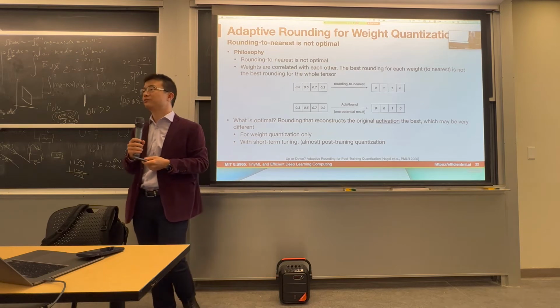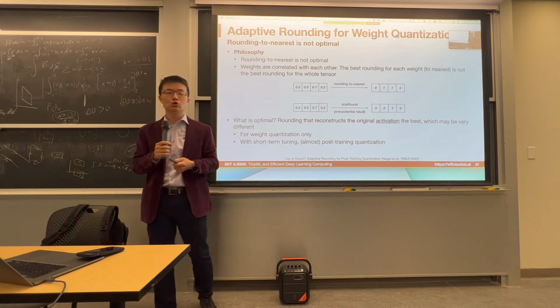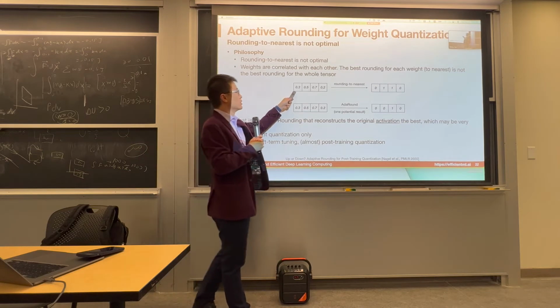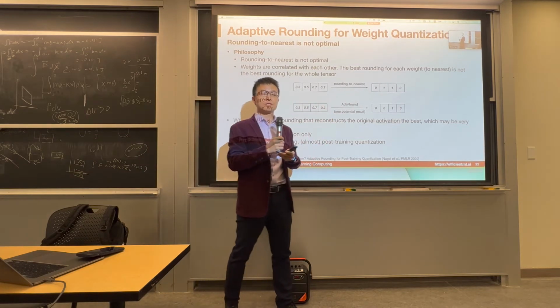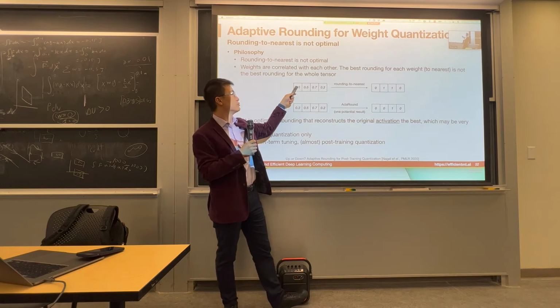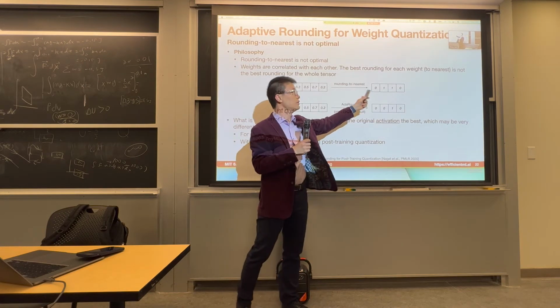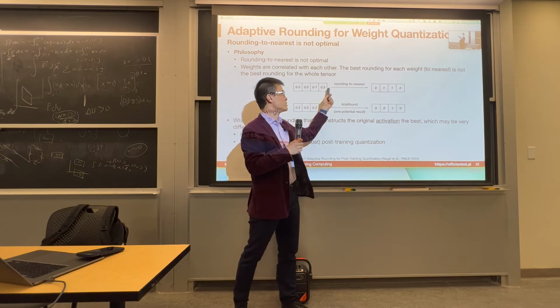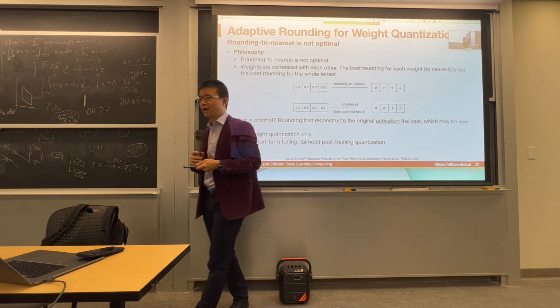Okay. So adaptive rounding. Quantization loses accuracy. It's all about rounding. Is it optimal if we round individual numbers? Say this is the weight matrix. 0.3 gets rounded to 0. 0.5 gets rounded to 1. And 0.7 to 1, 0.2 to 0. Is that optimal?